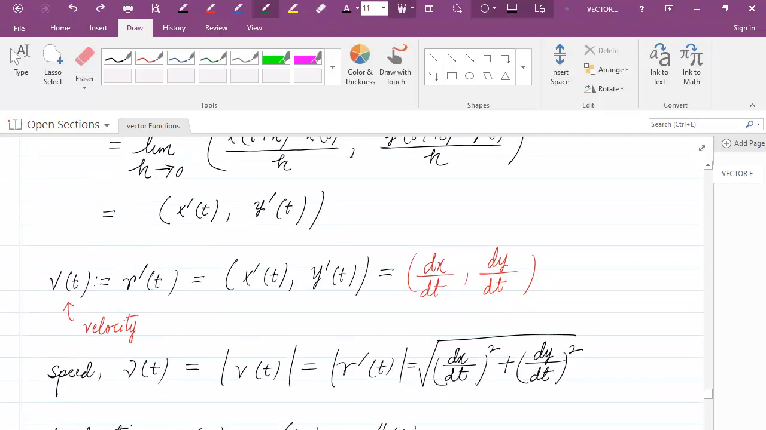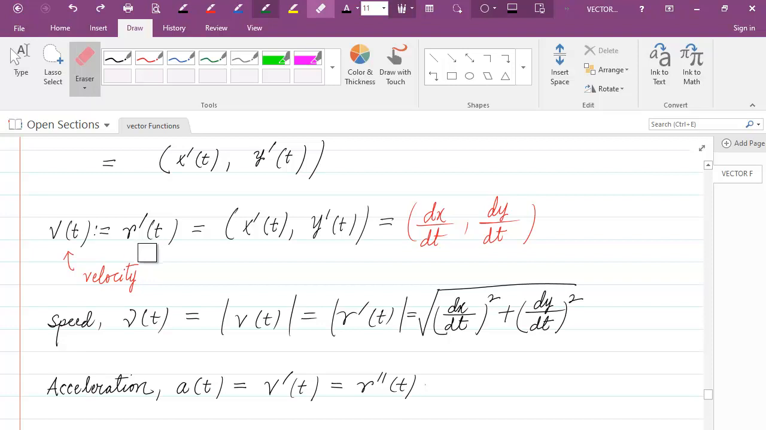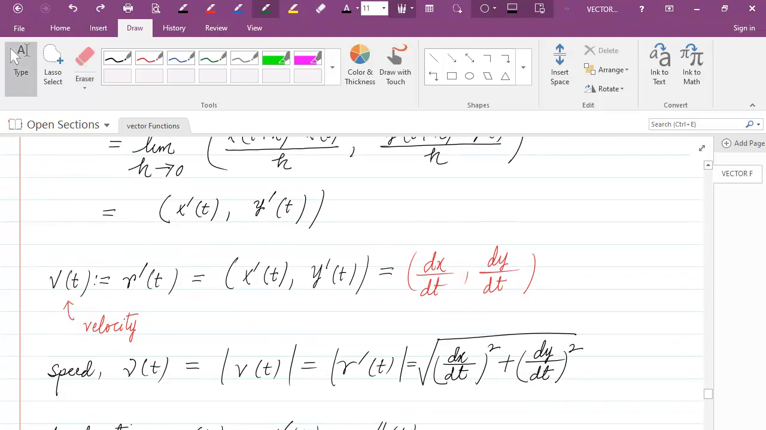So what we have found is that r prime of t is equal to x prime of t comma y prime of t, or in the notation of differentials, dx dt comma dy dt. And if we are thinking of r of t as the position vector, then r prime of t would be the velocity, which we denote by v of t here. So what we have found is that you take the derivative of a vector function by taking the derivative of its components.